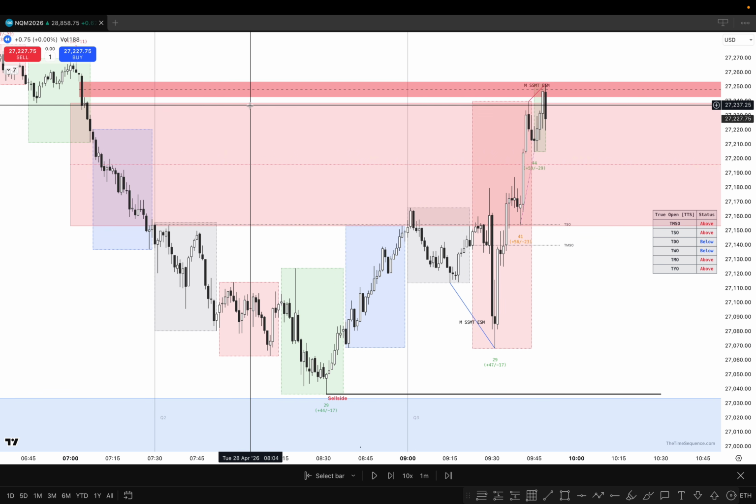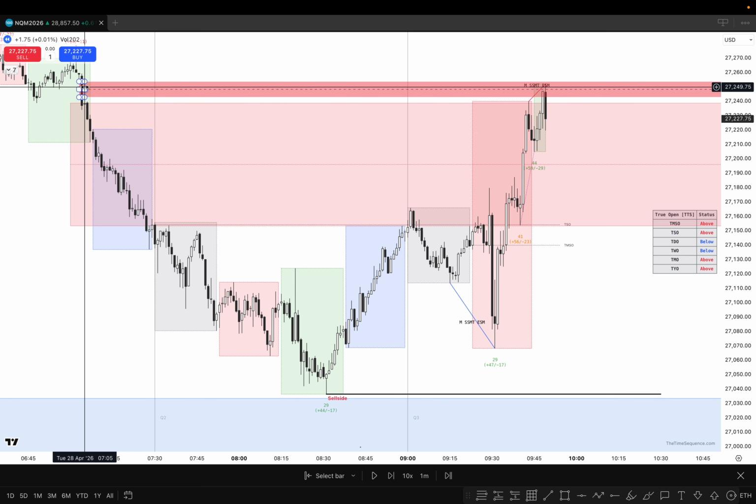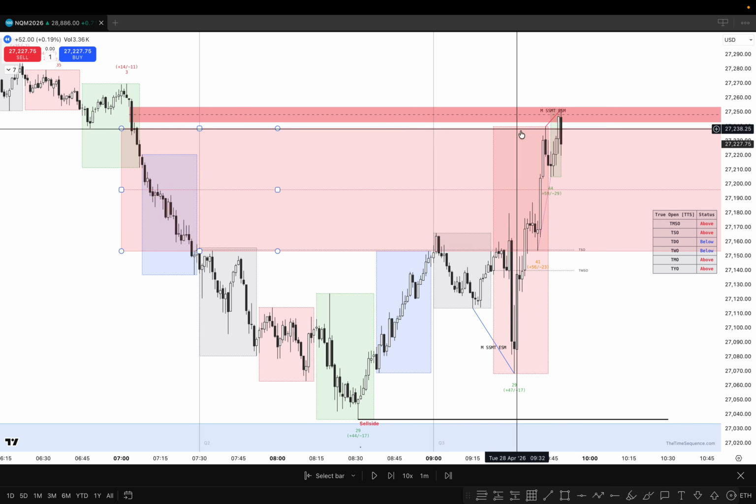I was specifically monitoring this CB right here, but I want to give you a homework assignment: investigate where this CB formed and why this particular CB caught my attention. But let's move forward.